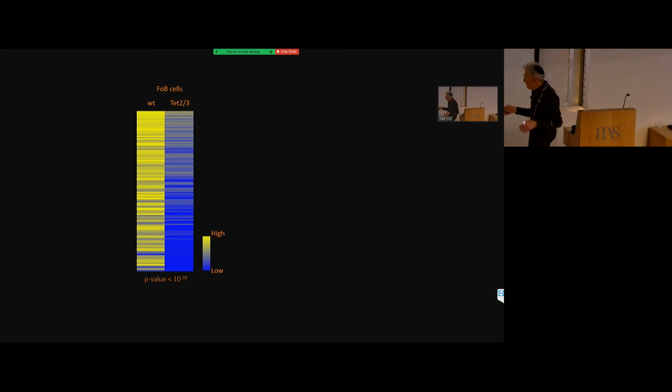Okay, so this shows you an example of what happens with RNA of the genes that are located near these enhancers. And you can see that in the wild type, there's expression from these genes. But in the knockout, the expression has gone almost completely down. In other words, you don't get expression because you haven't gotten demethylation. So the demethylation is required in order to get stable expression in these B cells.